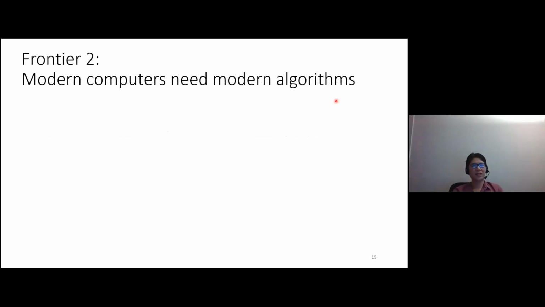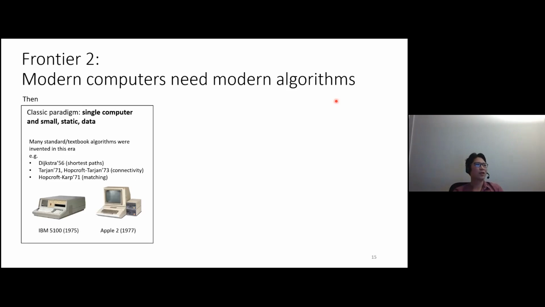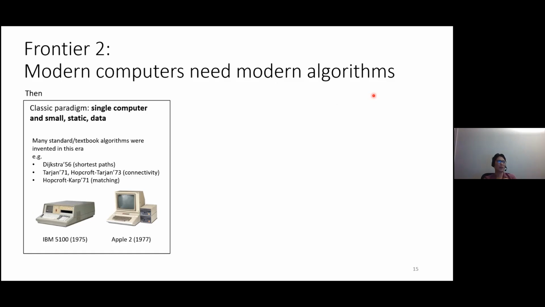The second frontier is that modern computers need modern algorithms. What do I mean by this? The algorithms that I mentioned in the beginning, or the algorithms that you have seen in textbooks, are pretty classic, and they were invented in classic paradigms, at a time when we had a single computer and small static data. Here are some examples. The point that I want to make again is that many standard textbook algorithms were invented in this era. For example, Dijkstra for shortest paths was in '56, Hopcroft-Tarjan for connectivity was in the 70s, and Hopcroft-Karp for matching was again in the early 70s. And the machine in the 70s looked like this.